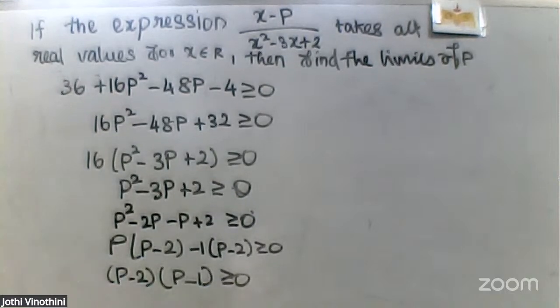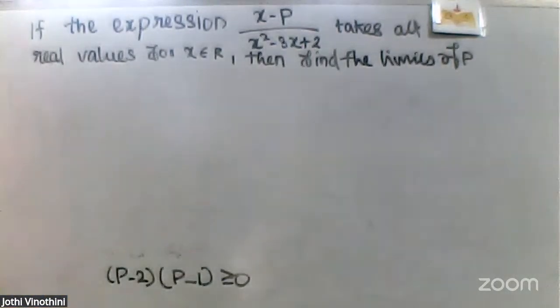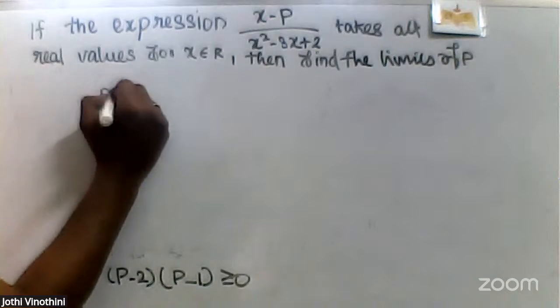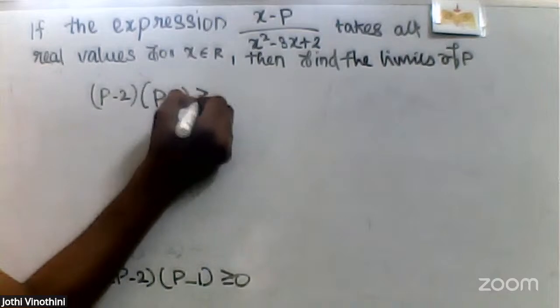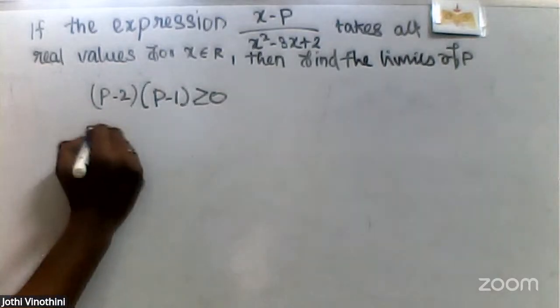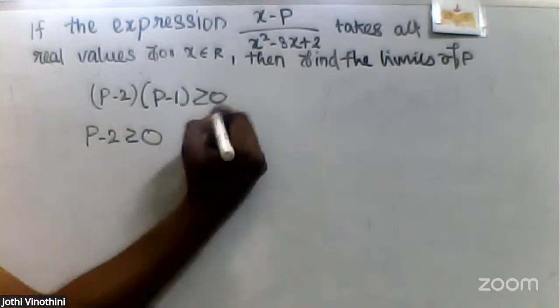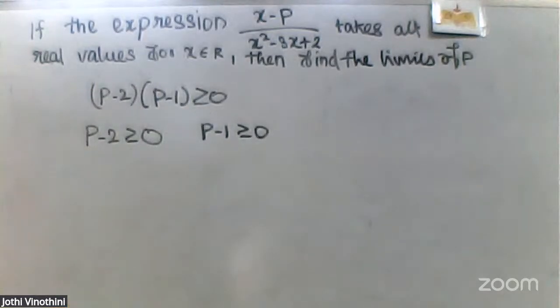Okay, I hope you copied this. Yes. So what we find? p minus 2 multiplied by p minus 1 must be greater than or equal to 0. Right? Right. So we can separate this: p minus 2 greater than or equal to 0 and p minus 1 greater than or equal to 0. Okay? Okay. Fine?